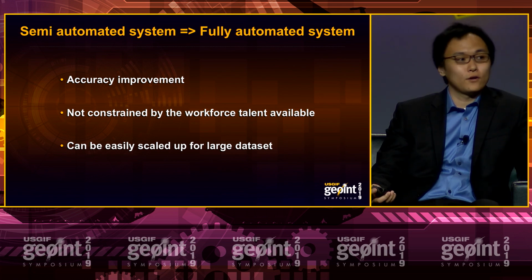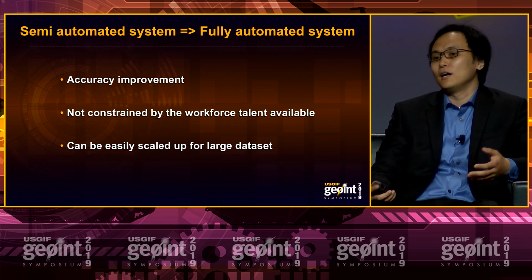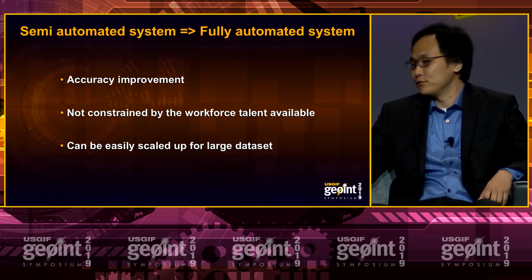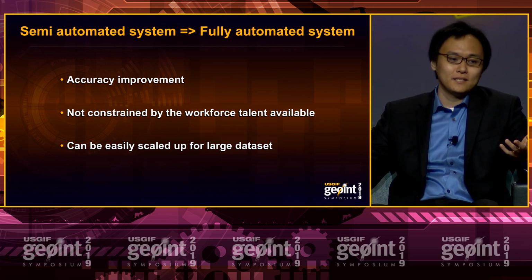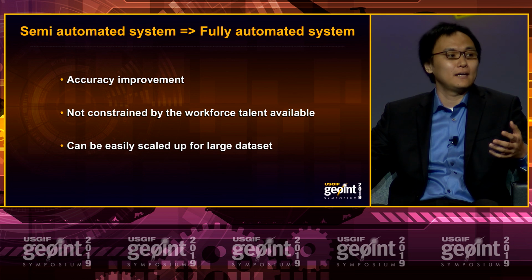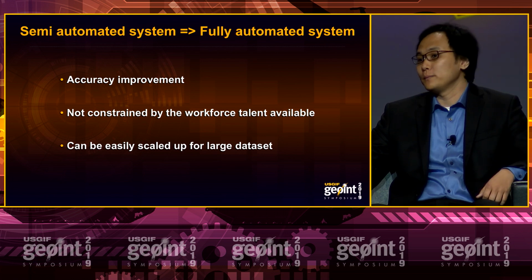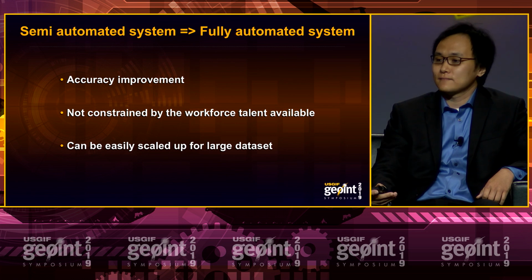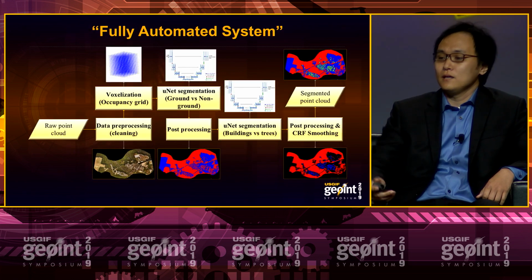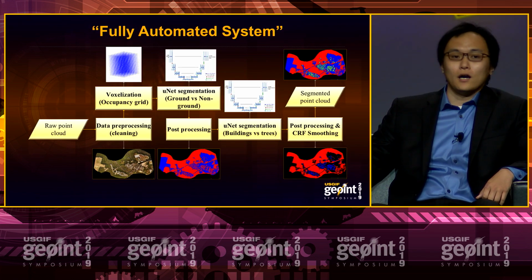Why do we want to go from semi-automated to fully automated? Of course, everyone wants the fully automated system. We can improve the accuracy. Semi-automated systems are constrained by the workforce talent that's available, whereas a fully automated system can be easily scaled up for larger and larger data sets. So this is our designed fully automated system.